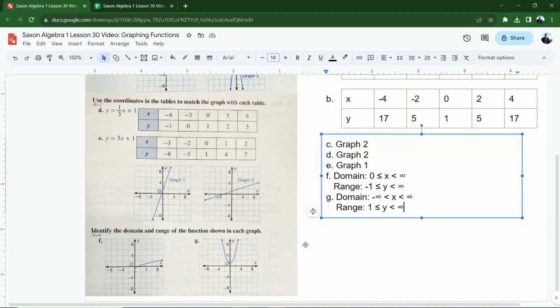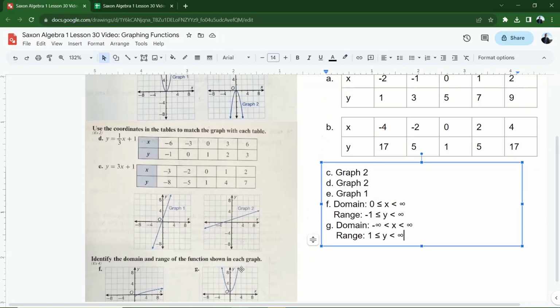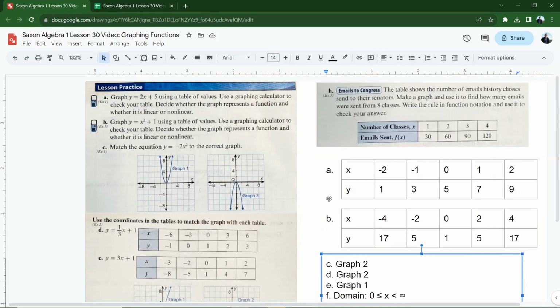Hopefully that's not too confusing, but you have to state a domain and range sometimes, and to do that you're going to state what values your graph can possibly take on. Let's move on to the last question.